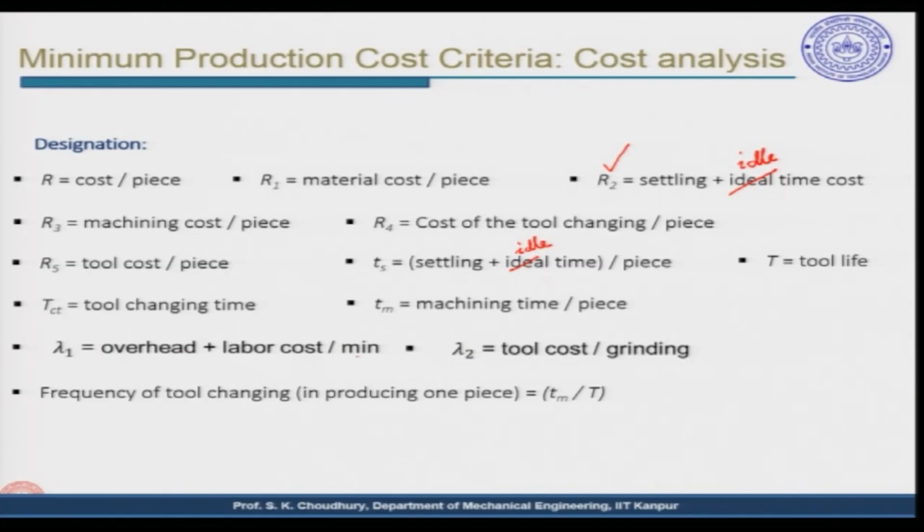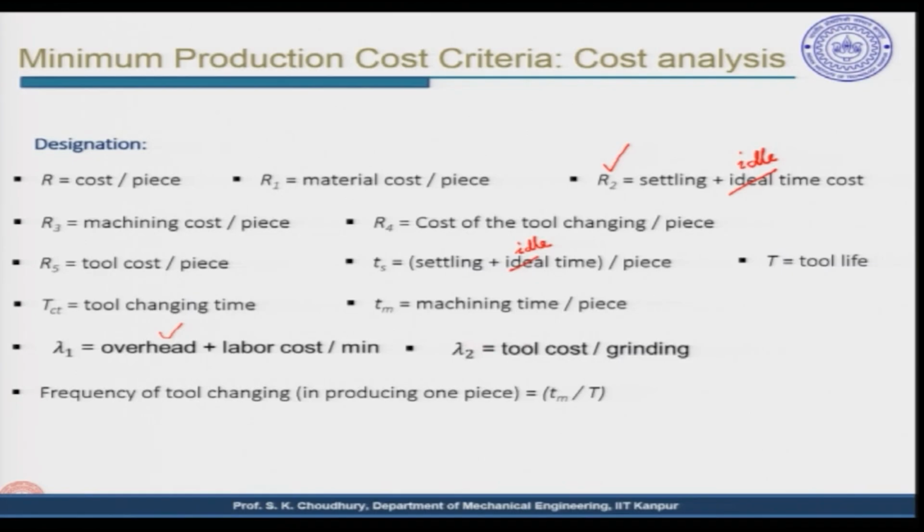overhead plus labor cost per minute. What is overhead? Apart from the labor cost, the salary you pay a worker, you have to pay for the building where the factory is located, for the electricity, the water, the hydraulics, the pneumatics and so on. Everything is included in the overhead. You also have to pay those people who are involved in the design, for example, or in the advertisement, and all those things are involved in the overhead plus labor cost per minute.